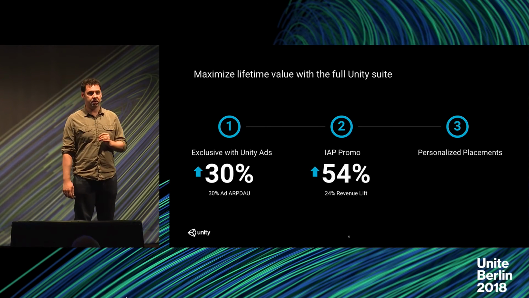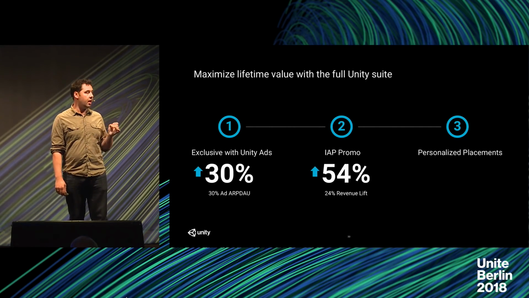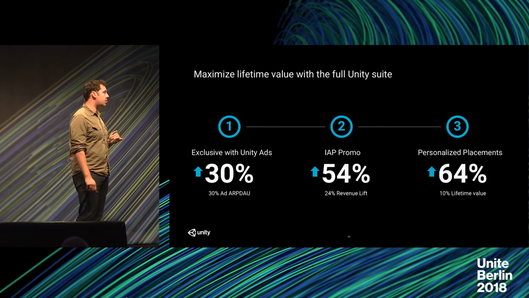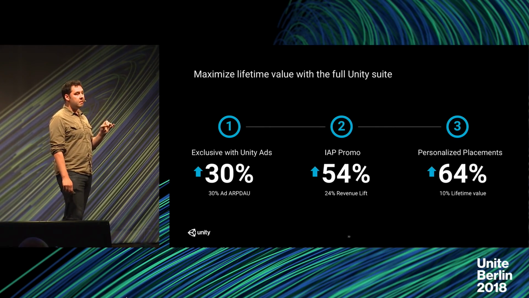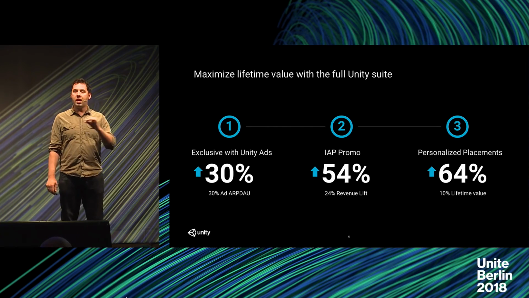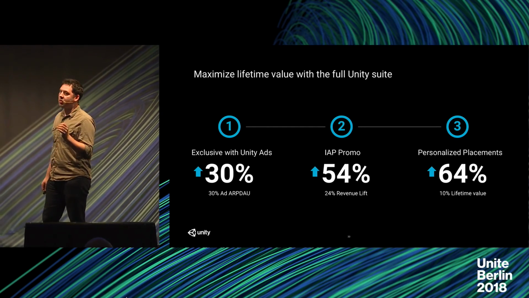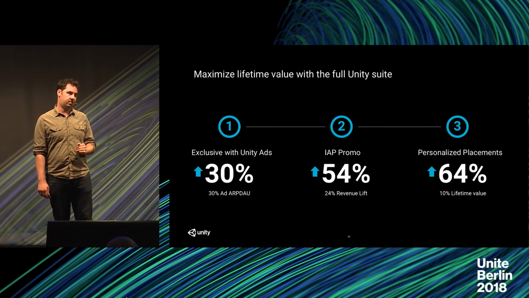The second is adding IAP promo to a game, which adds an additional revenue lift on top of what you're already making. And then finally, as mentioned in the keynote yesterday, using our algorithms that target based on lifetime value of the user, you can see a further lift in revenue. When you add all these things together, it makes an extreme improvement in your ability to have success as a game studio.